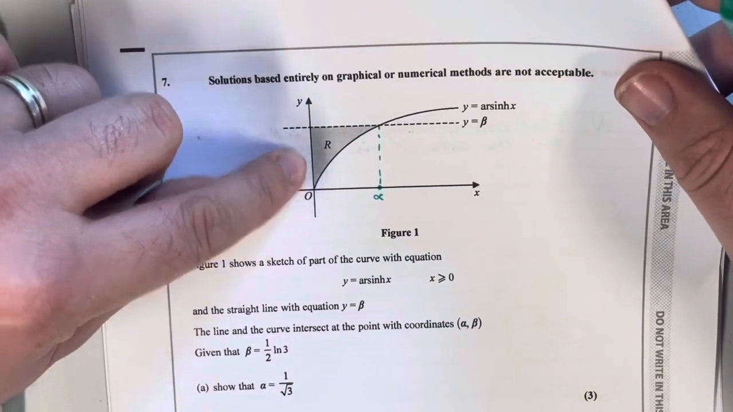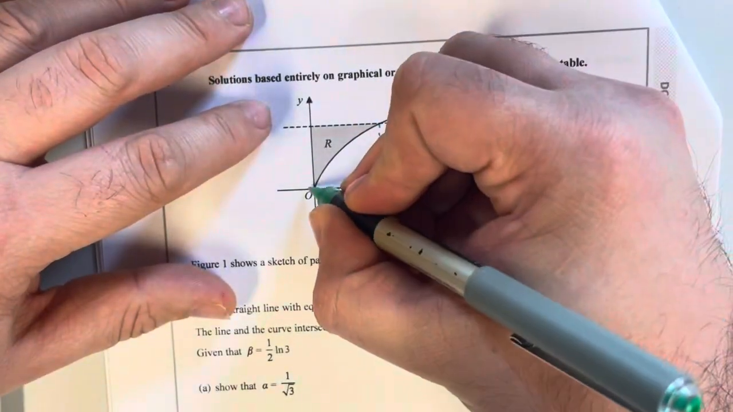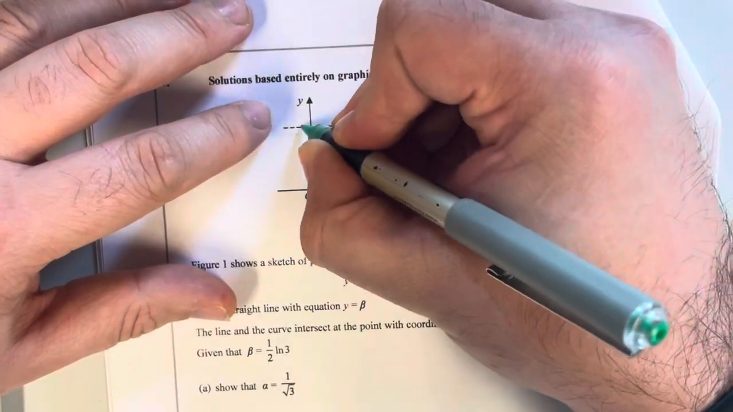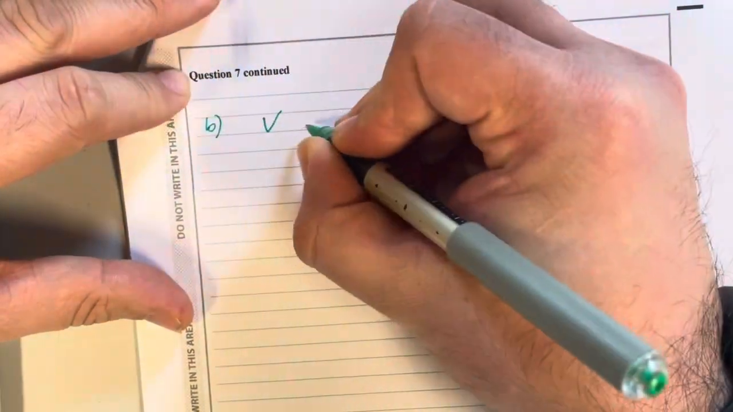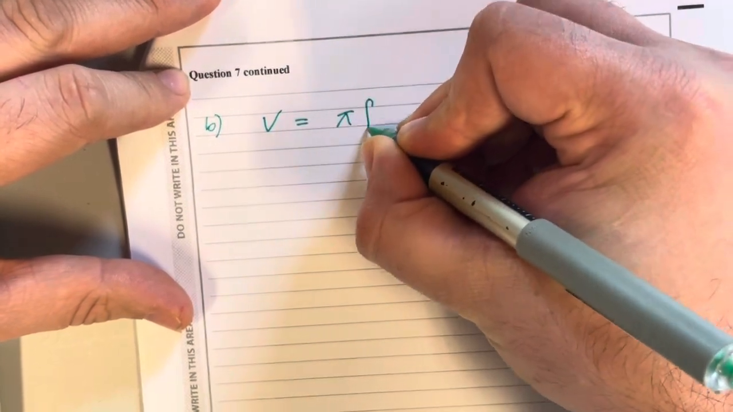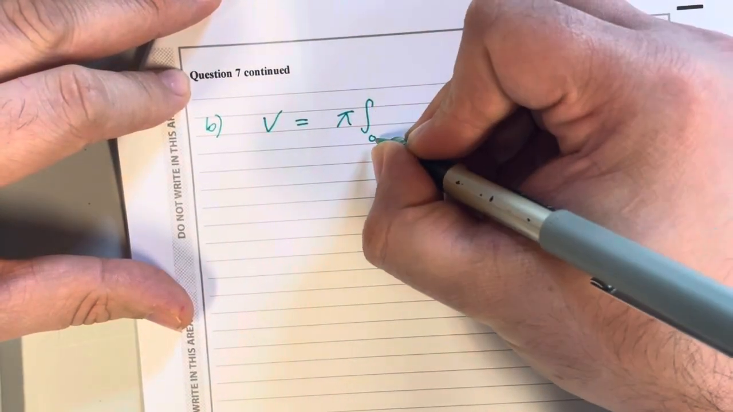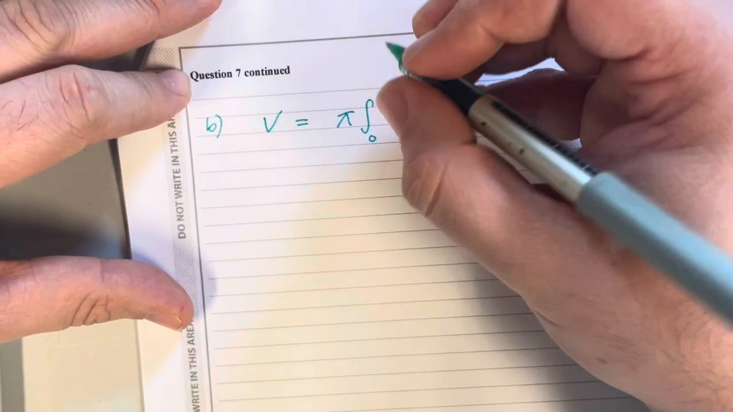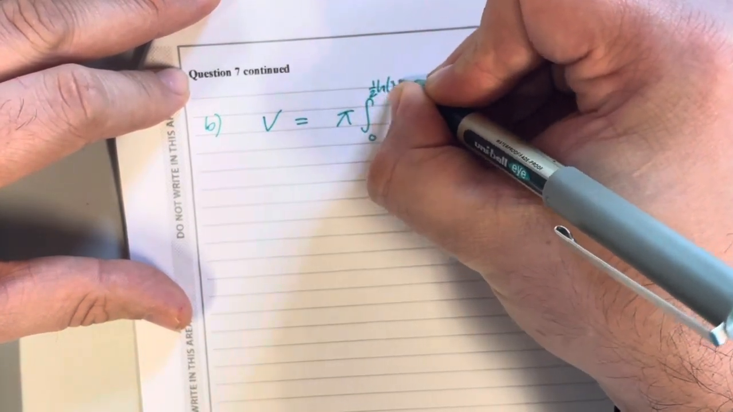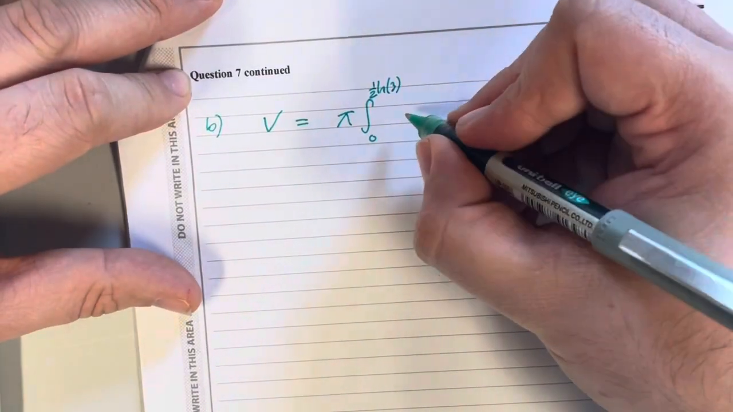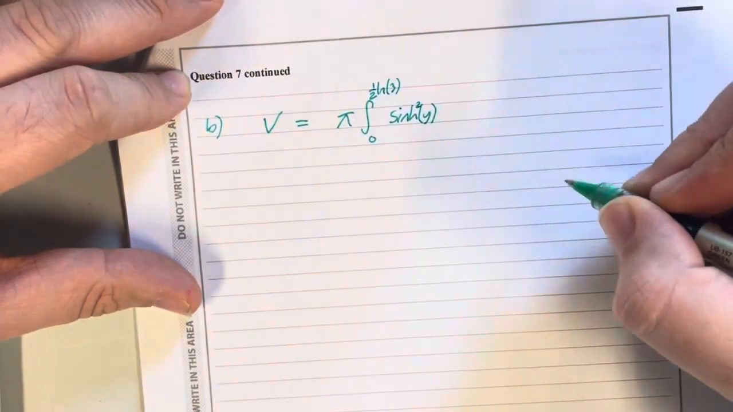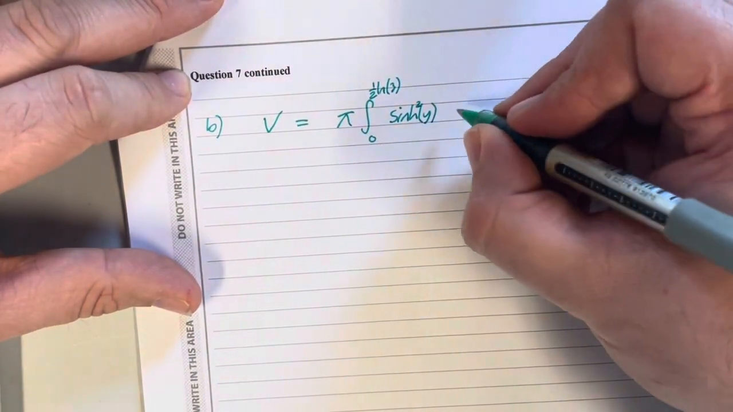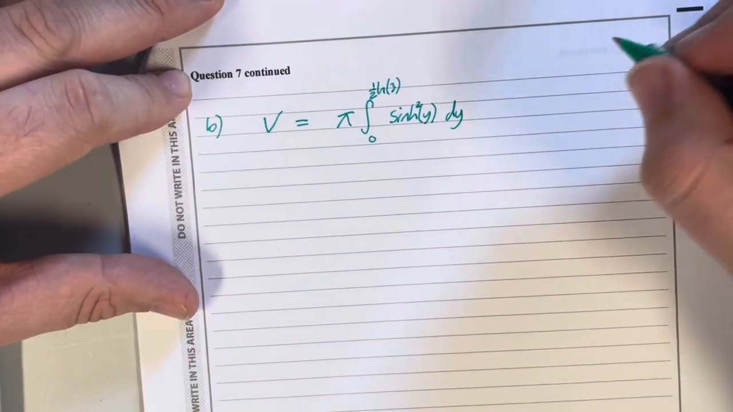So this is a volume of revolution around the y-axis, so we need to go from y values of 0 to beta, and it's pi x squared. So the volume, part B, is going to equal pi times the integral from my 2 y limits, which was y is 0 to y is beta, which was a half log 3, of x squared, which is sinh of y squared, because x equals sinh y, and that's with respect to y, because they're y limits. So that's the integral I'm carrying out.